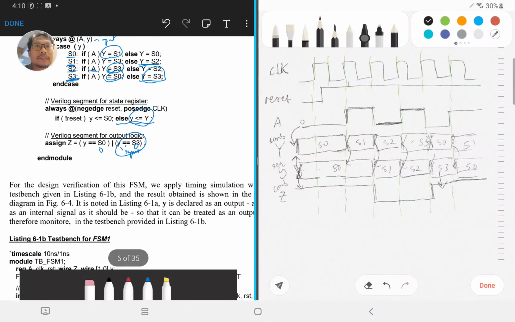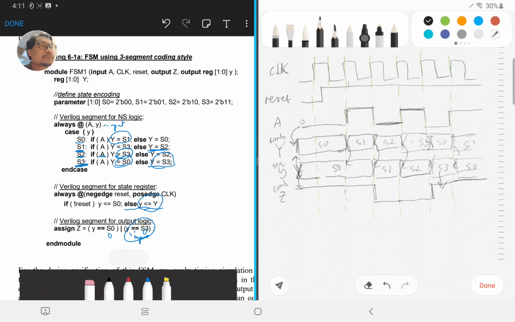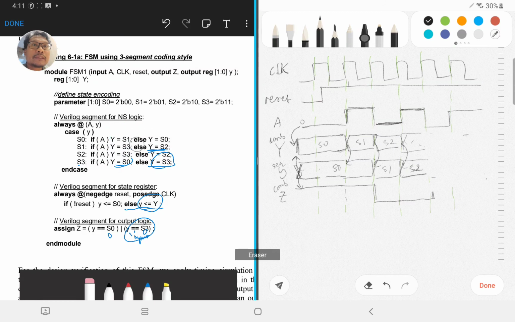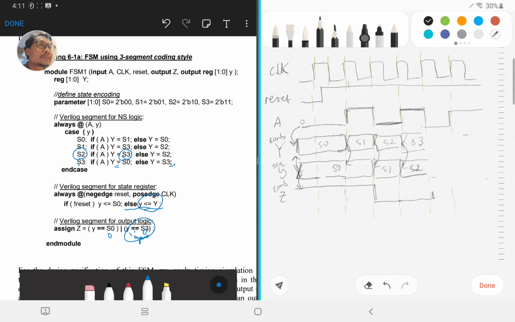Let me just check here. So S3, I think something is wrong here. Let's do this again. Put there. So this transfer S2. When we are in S2 and A is equals to 1, therefore this one goes to S3.